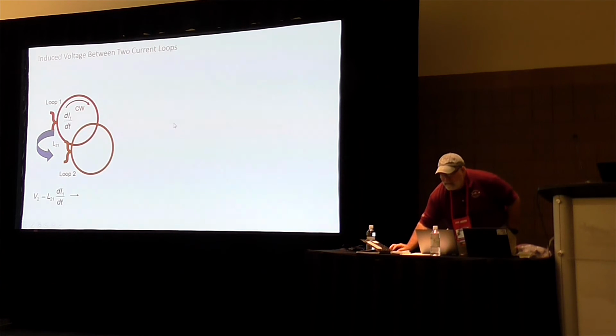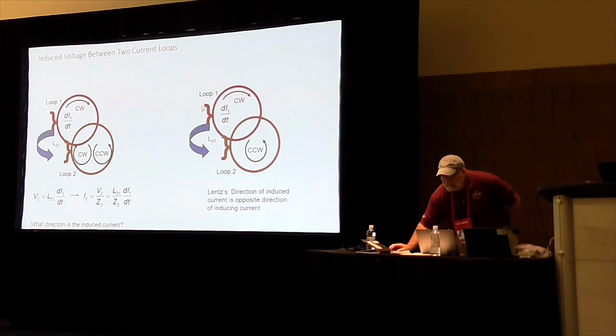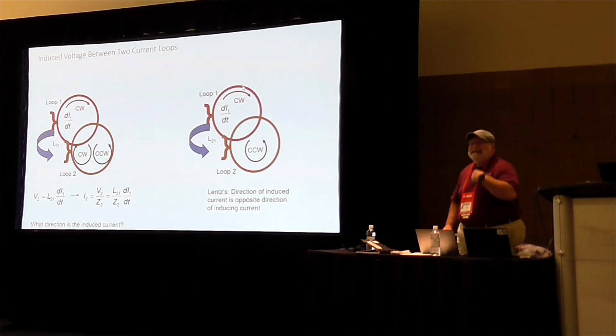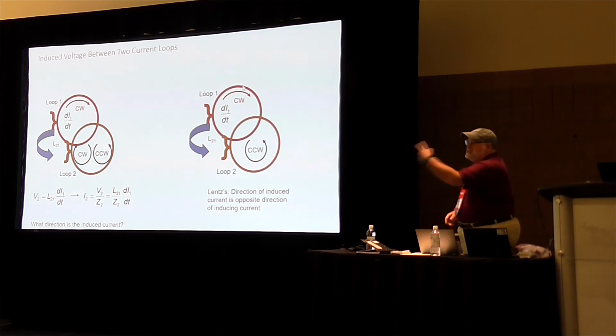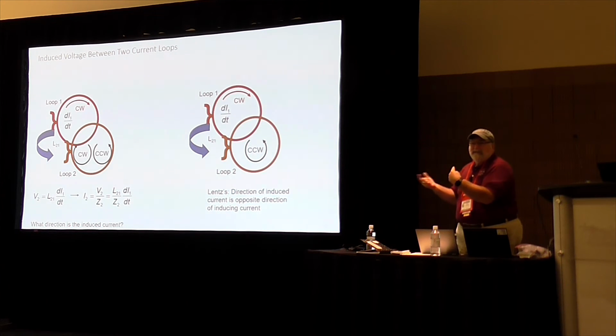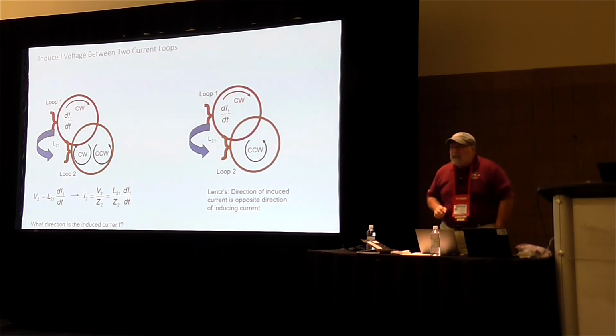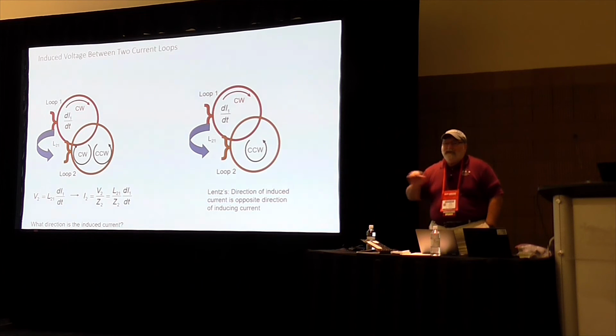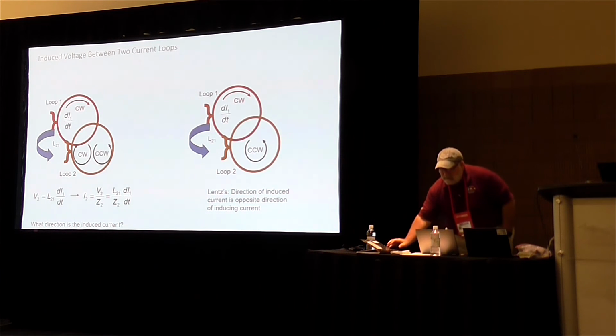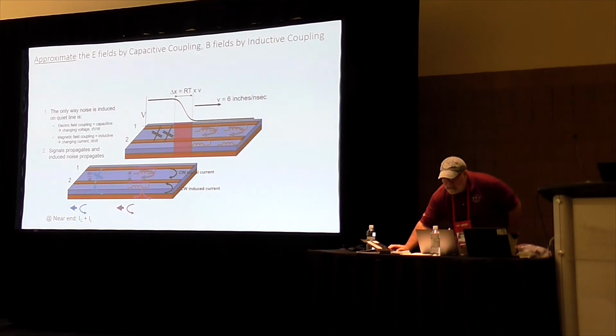So if I have an aggressor current that is increasing in the clockwise direction, the direction of induced circulation of the current is going to be counterclockwise in the victim line. That's the first key principle about the inductively coupled noise. And here's why it is important, because now I'm going to go back to our little example here.